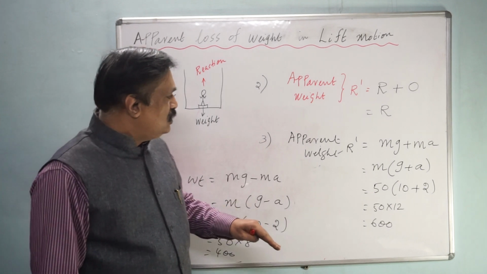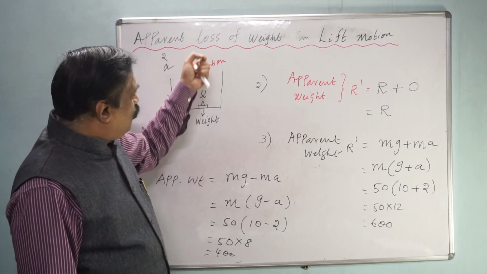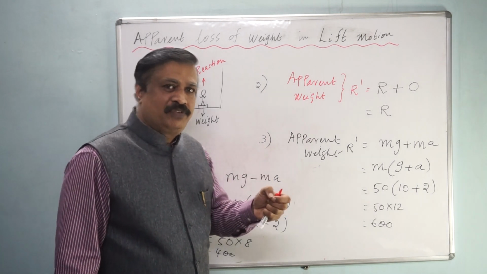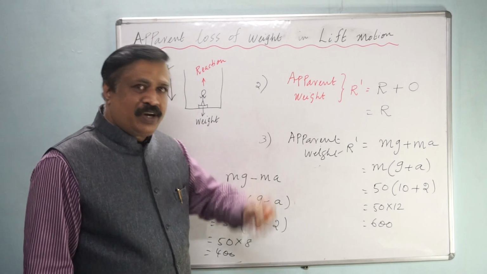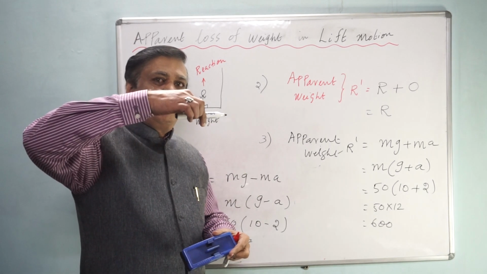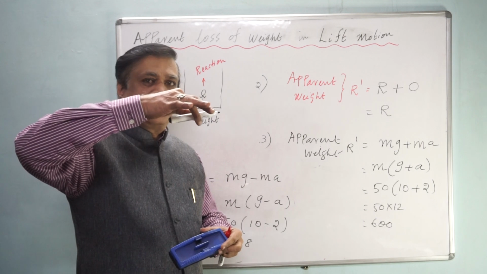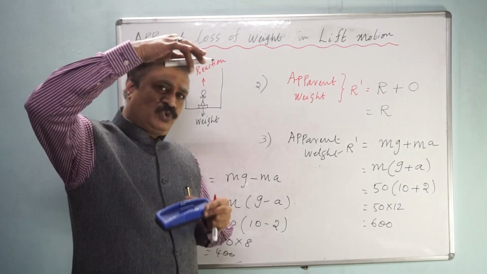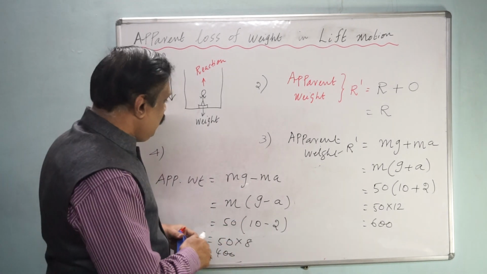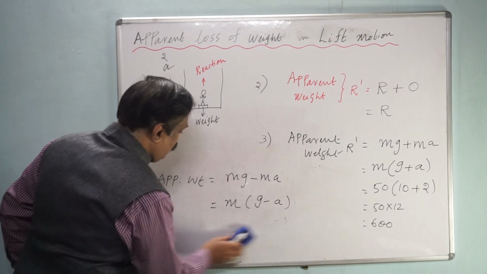The next case is when the rope of the lift is broken. When the rope of the lift is broken, it is moving down, just like a ball or a stone is dropped from the top to the ground. Then it will fall just like a free fall. Now in this case we are going to apply this.